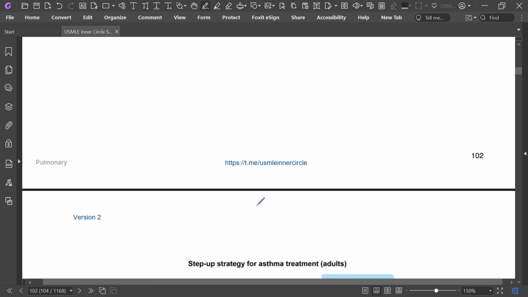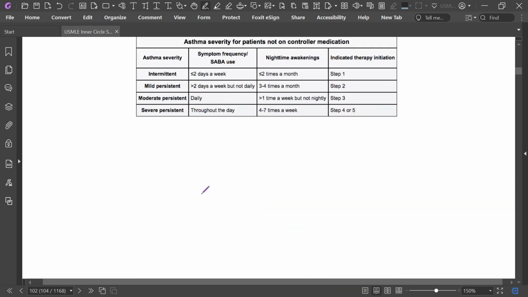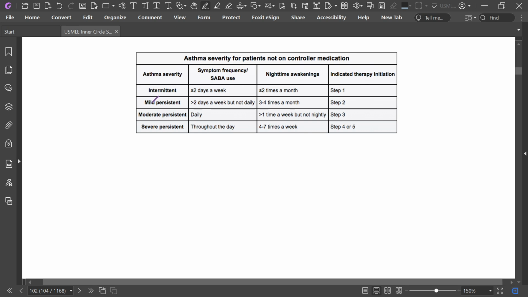Okay, you need to remember this. Now look at this box. For intermittent symptoms, less than 2 days per week, and nighttime awakenings less than 2 times a month, the indication is step 1 therapy.